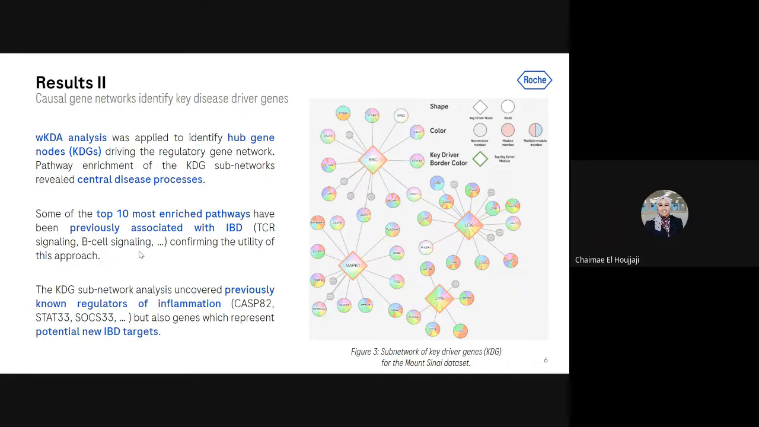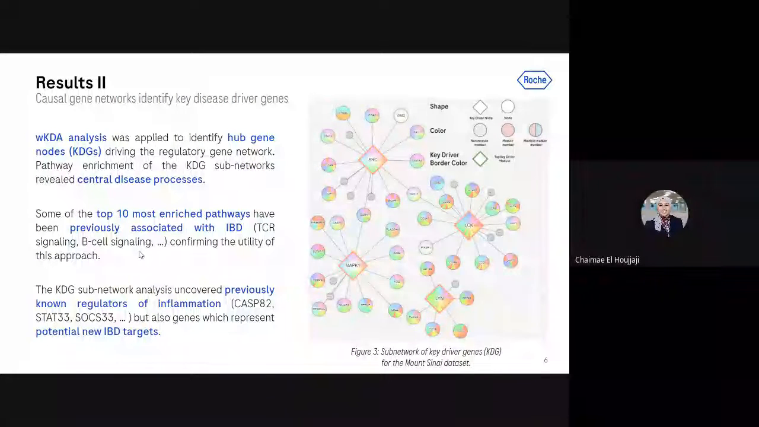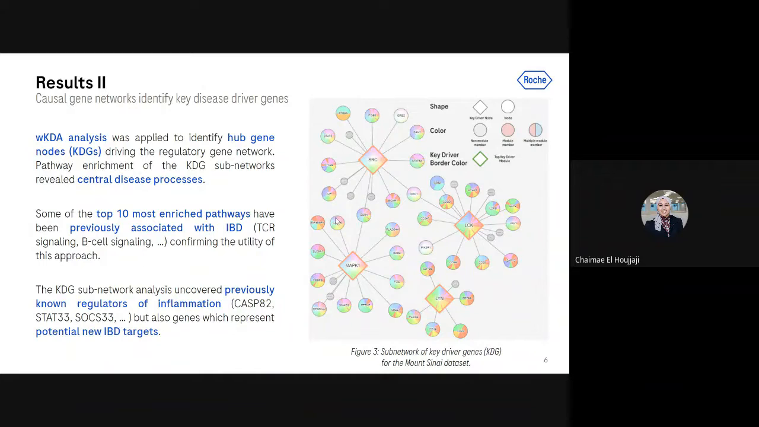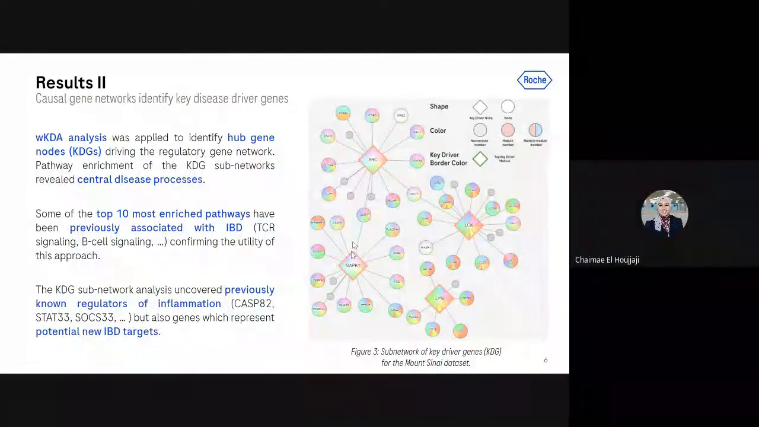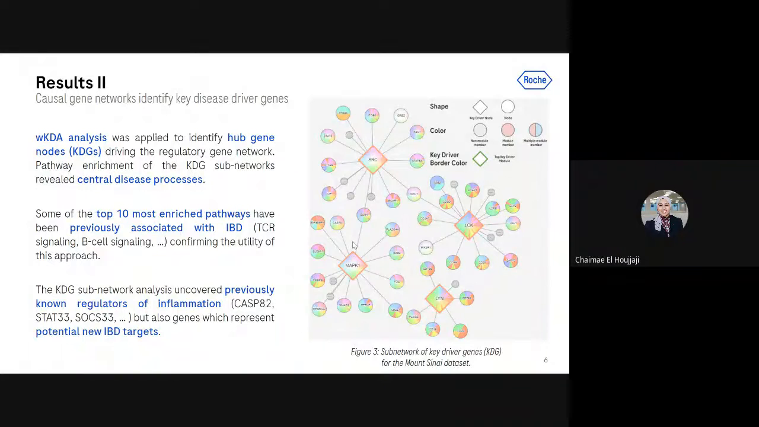And finally, the key driver gene subnetwork analysis uncovered some previously known regulators of inflammation, such as CASP8, which we can see in the figure on the right, but also STAT3, which is also present in the same figure, and also genes which can represent potential new targets for IBD in the future.